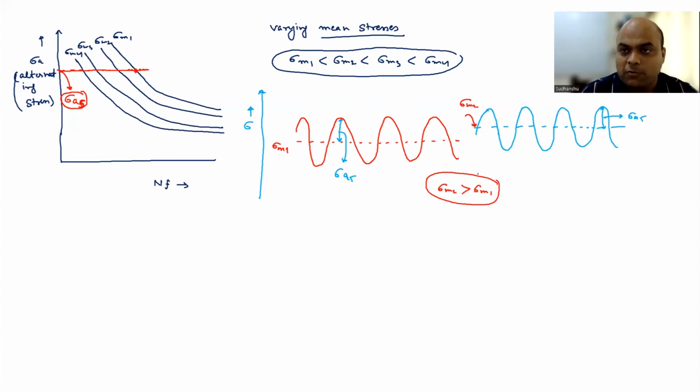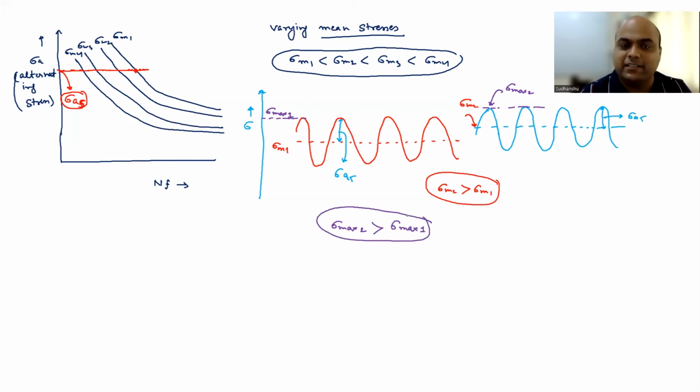Okay. Now what is changing here? Alternating stress is the same, but sigma max is higher. Where? So for the sigma M1 case, your sigma max is this. So let me write down sigma max 1. And for sigma M2, this is your sigma max. So sigma max 2. So sigma max 2 is greater than sigma max 1.